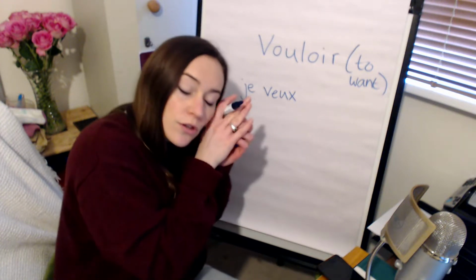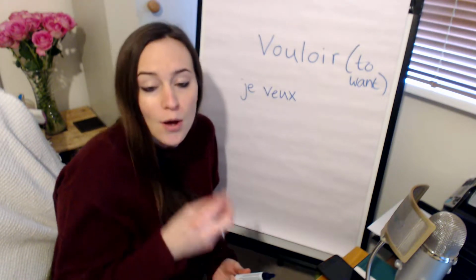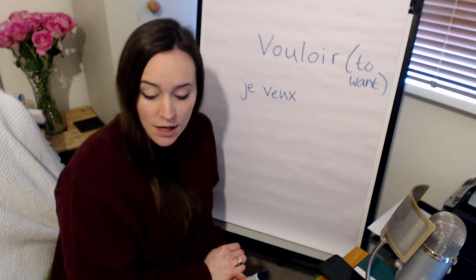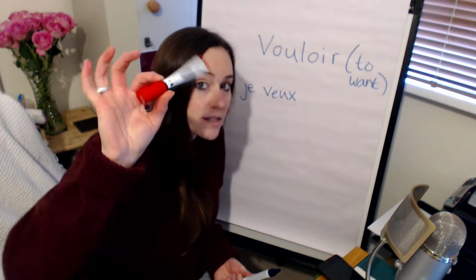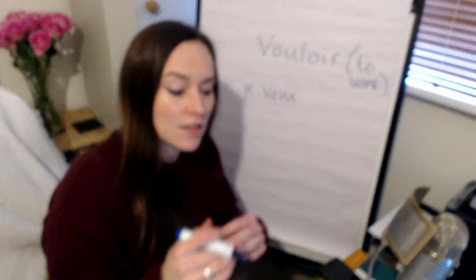Je veux dormir. I want to sleep. Je veux manger. I want to eat. Je veux un stylo. I want a pen, etc. So let's have a look at the conjugation in the other forms.